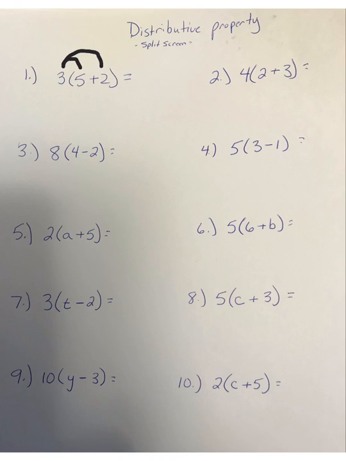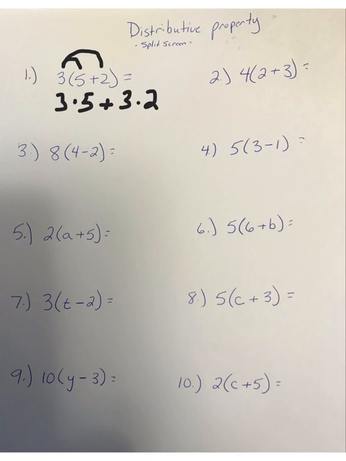I know it would be easy just to say 3 times 5 plus 2. Why not just do 7 times 3? But just bear with me on this one. So this would be 3 times, the dot means times, plus 3 times 2.